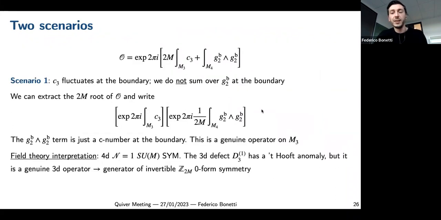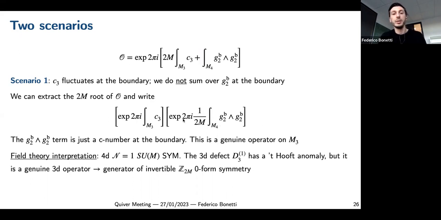So the first case is where we let C3 fluctuate on the boundary, Neumann, if you wish, but we keep G2 fixed. If G2 is fixed, there is nothing wrong in dividing by 1/2m and factorizing this object and writing it in this way. And this is nothing but the holonomy of C3. There is a well-defined operator dressed with a c-number, which is this G squared contribution.